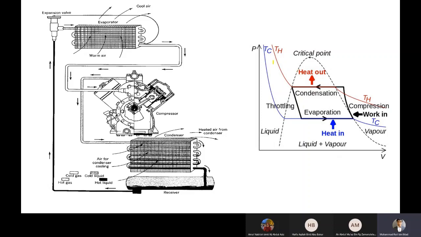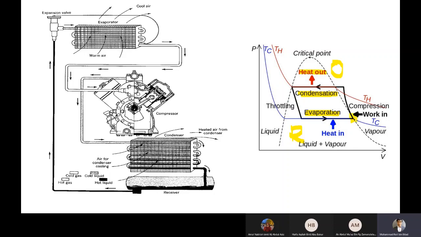So remember, in the case of refrigeration, I'll use aircon. So heat in, basically this is the room, and this is the outside. Remember, when it evaporates here, it absorbs heat, so heat in. When it condenses, it releases heat, so heat out. So this is what happens. It happens in a cycle.